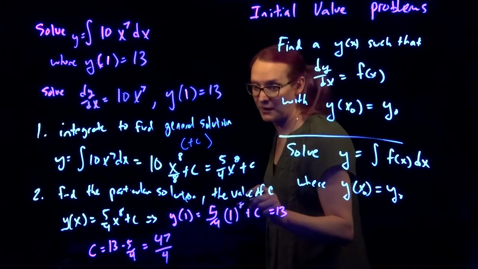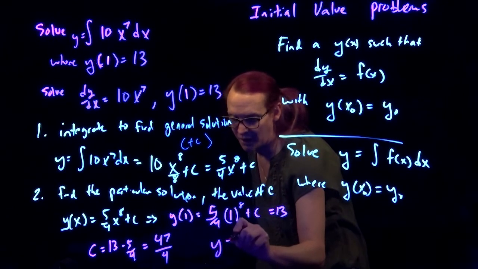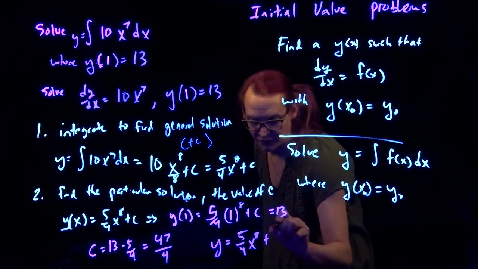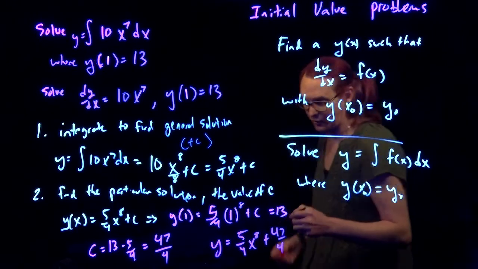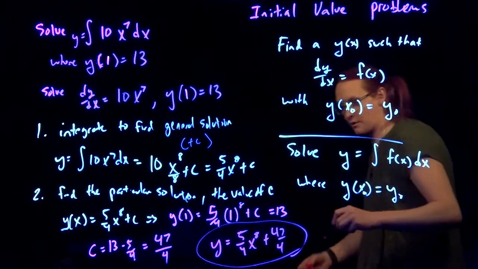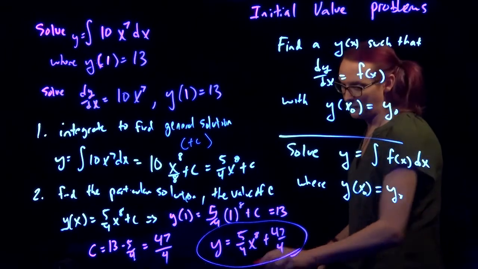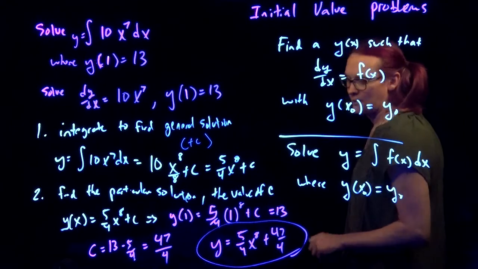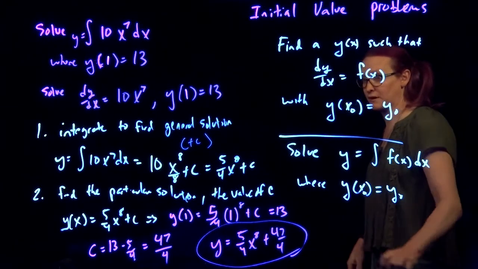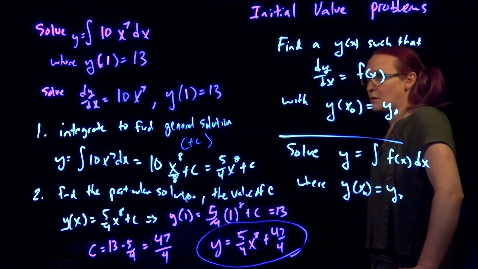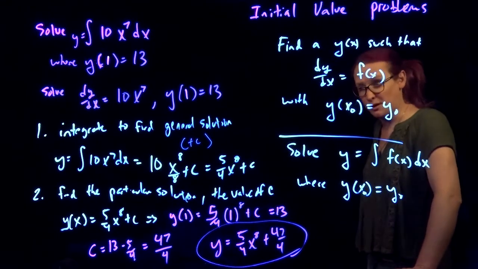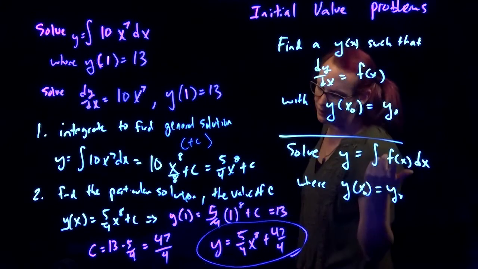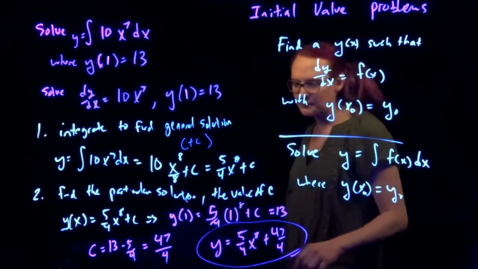We'll have solved it once I've written down the actual thing for y. Y equals 5/4 x to the 8 plus 47/4. And there I'm done. Again, I have a concrete value for my c, and then the general function for the antiderivative. Okay. So these initial value problems are pretty straightforward. It's basically integrate, and then plug in a value, set it equal to, and solve for c, which is generally going to be pretty easy.